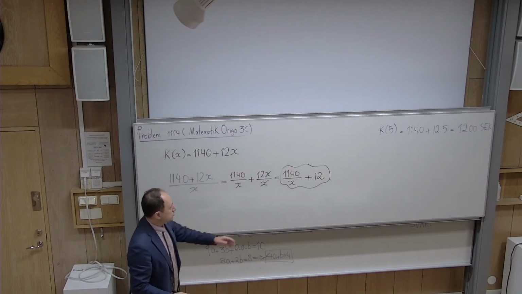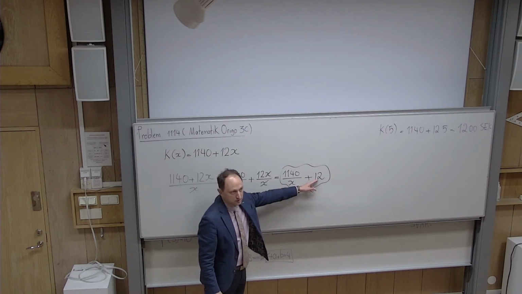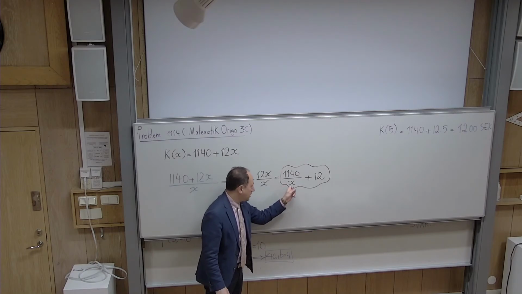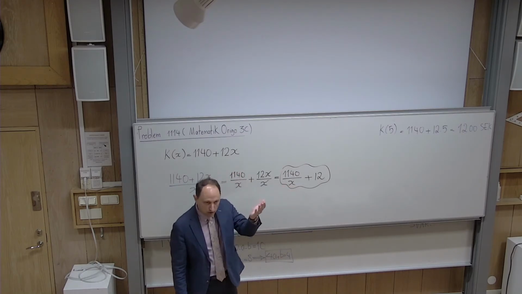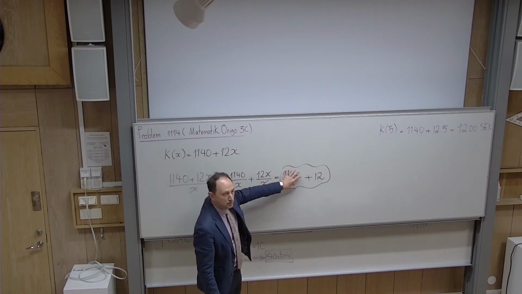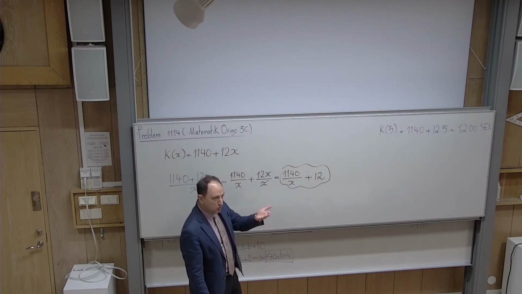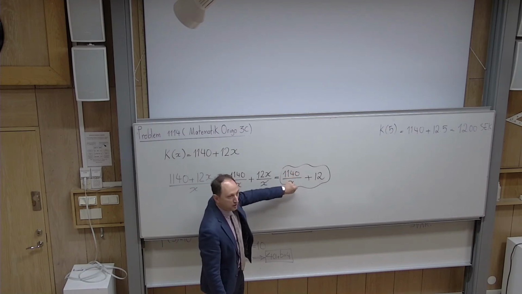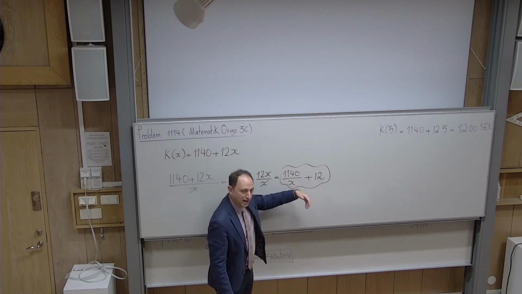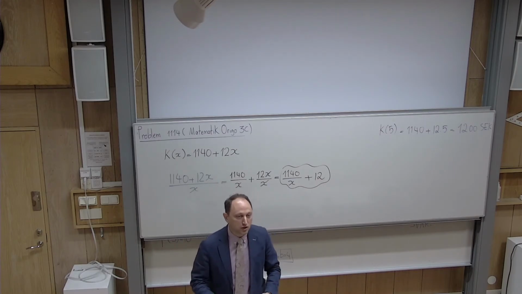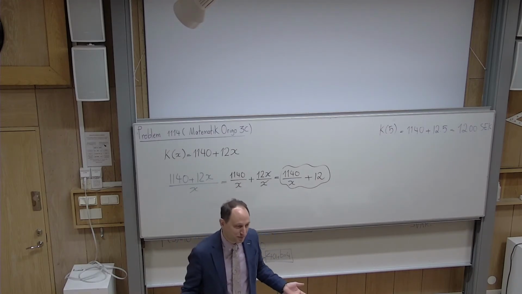This 12 is fixed. It's a constant. But this number is changing depending on how much you drive. If I drive more, what happens to this number? Does it become bigger or smaller? Smaller. So if I drive more, this is smaller. So at the end, I am paying less money on average if I drive more. And that is reasonable in every shop.